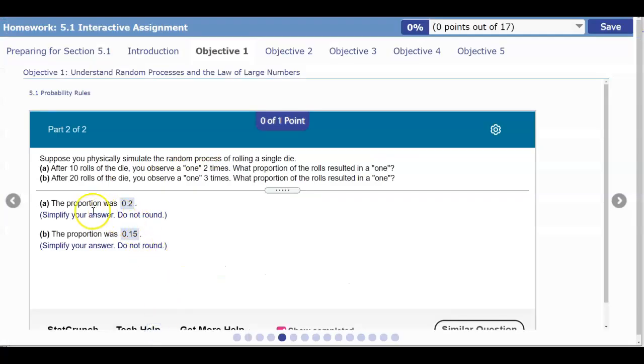And therefore, putting in our answer, the proportion was 0.2, and the proportion was 0.15, and there is our result.